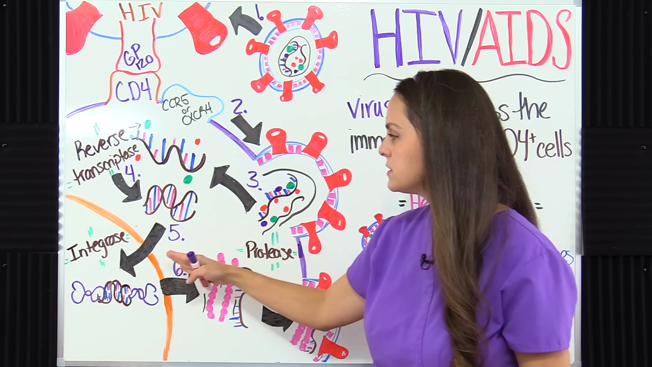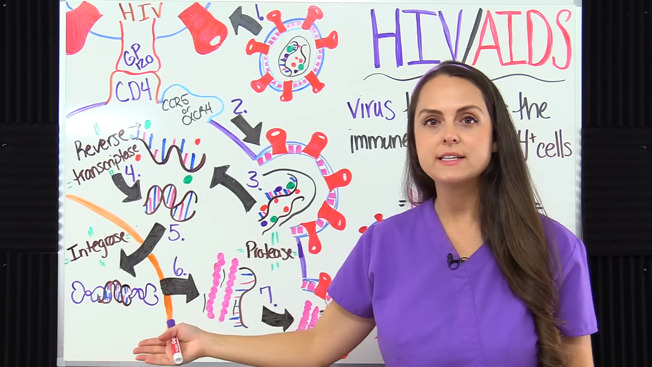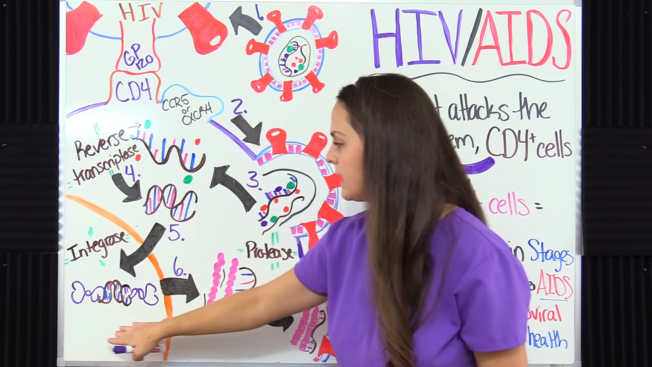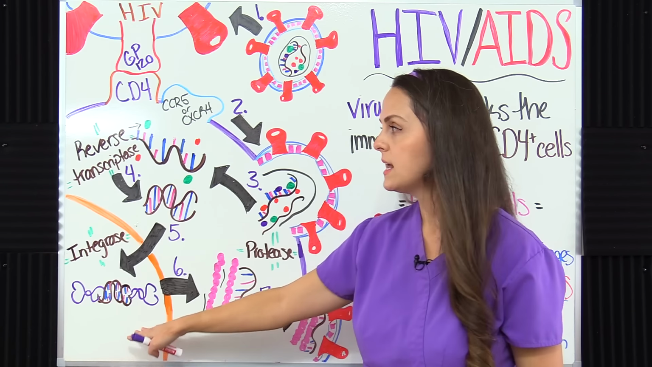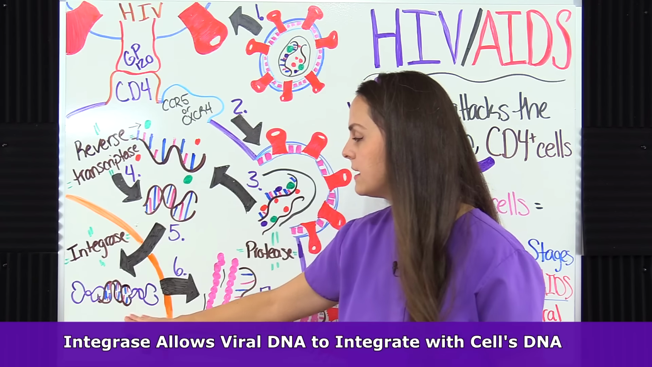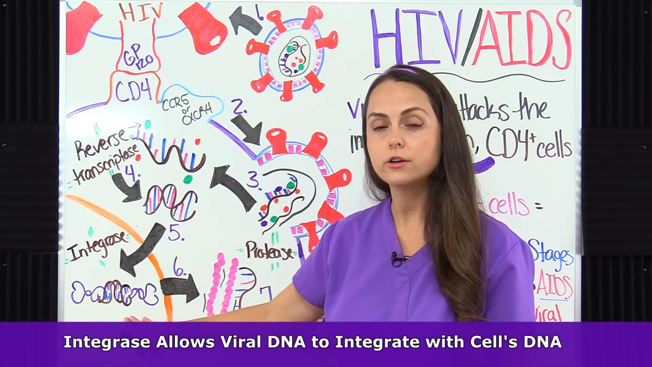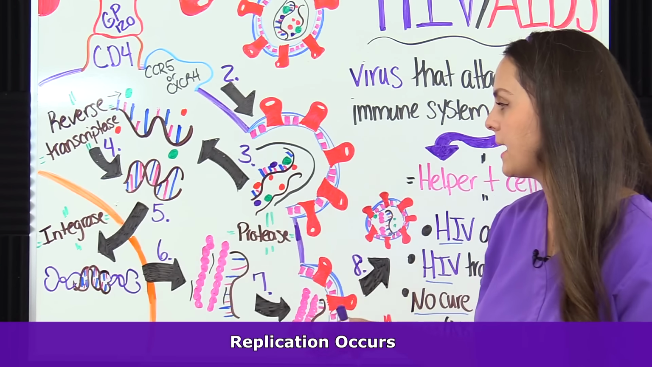So it moves to the nucleus, it gets inside, and now it releases another enzyme that it brought along called integrase. So here it sees the cell's DNA. So integrase allows the viral DNA that was created to integrate inside the cell's DNA. So now it's just taken over the cell and it can control the cell's function. So now the next step is to replicate.